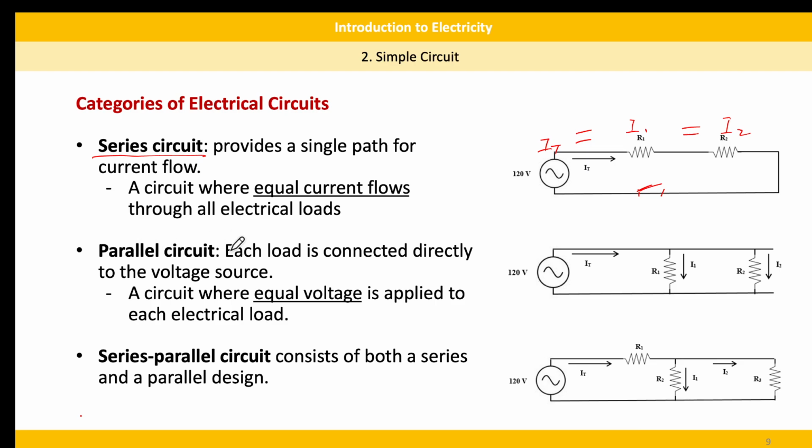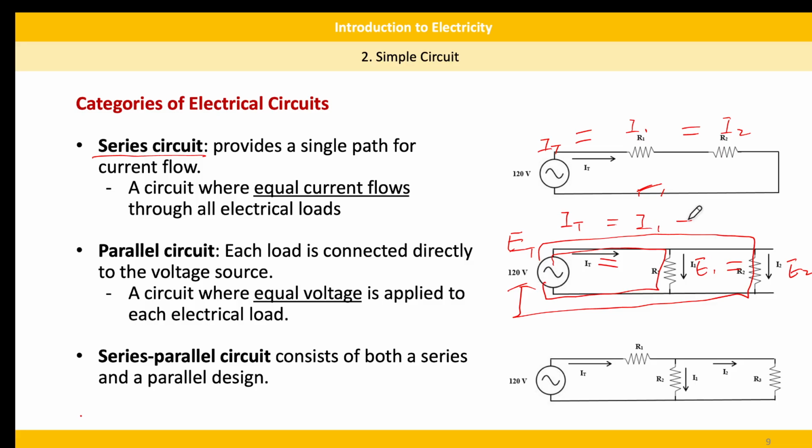And how about a parallel circuit? Each load is connected directly to the voltage source. You can find that the current goes through this one, and the current goes through that one. So the 2 individual loads are each directly connected to the electrical source. So what happened in the parallel circuit? Total voltage ET, E1, E2. We can assume ET is the same as E1 and the same as E2. And also IT equals I1 plus I2. This is a parallel circuit.